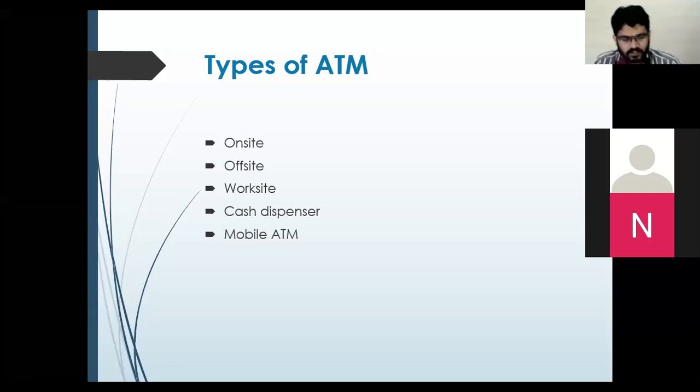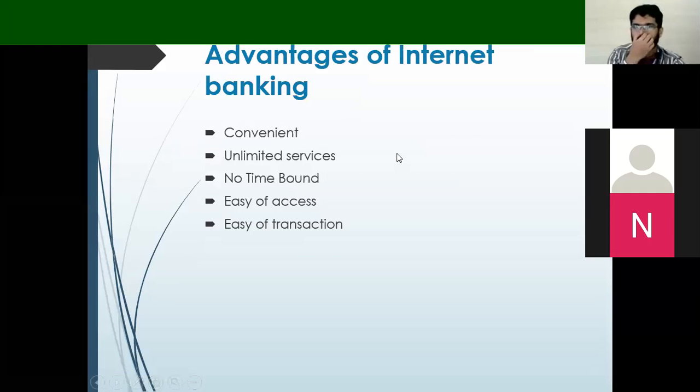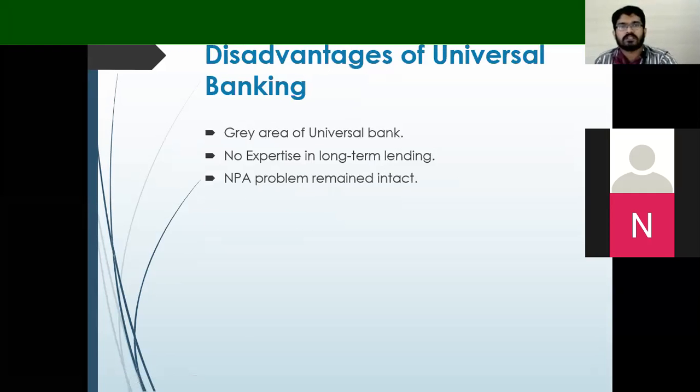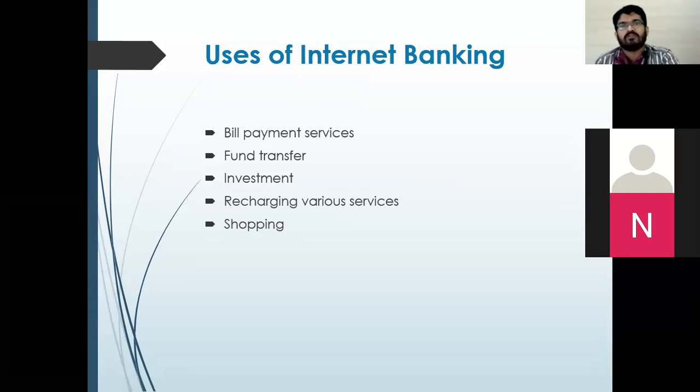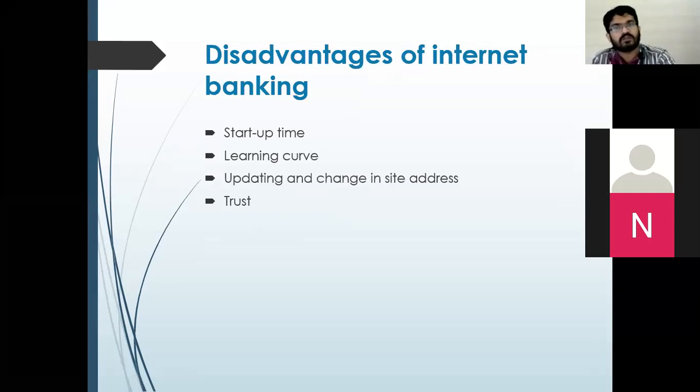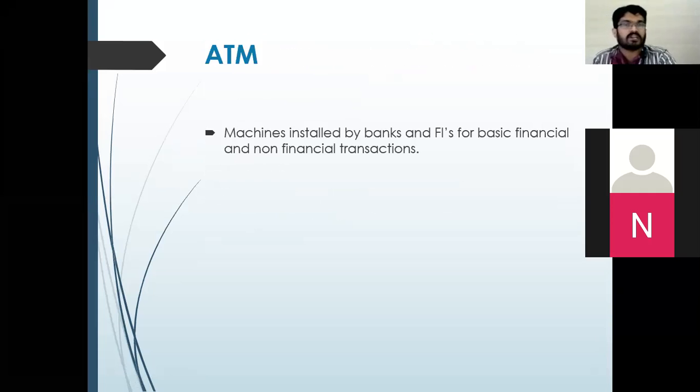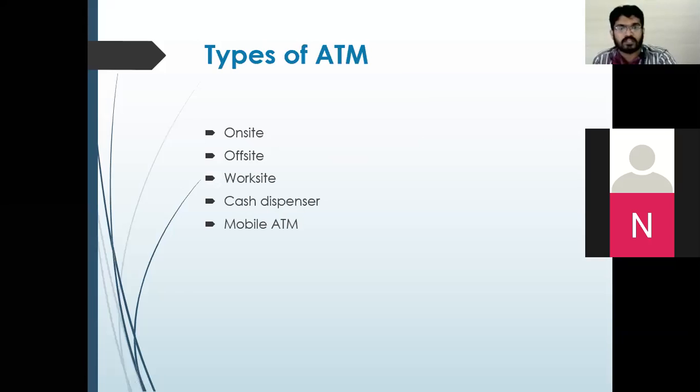So in the previous class, we started with technologies in banking. I'll just go back and revise what we did in the previous class. Universal banking was already completed. Then we started with home banking or internet banking. We tried to understand the uses of internet banking, where we use it, the advantages and the disadvantages. Then we started with ATMs, the automated teller machines. We also discussed the various types of ATM.